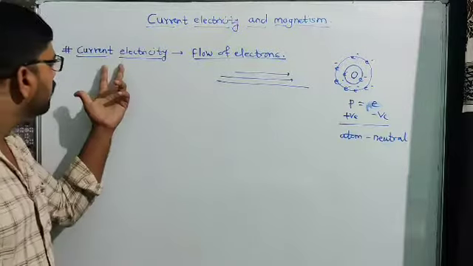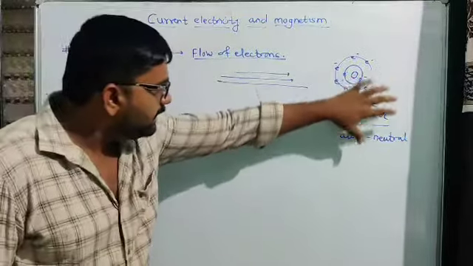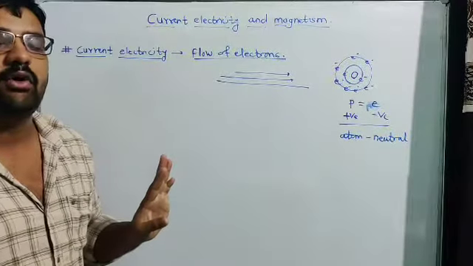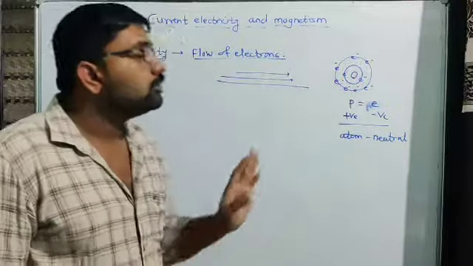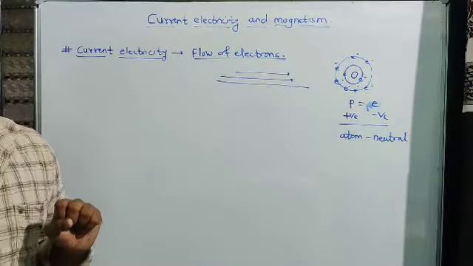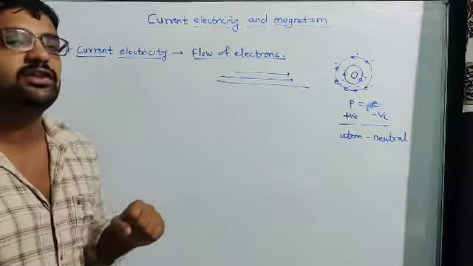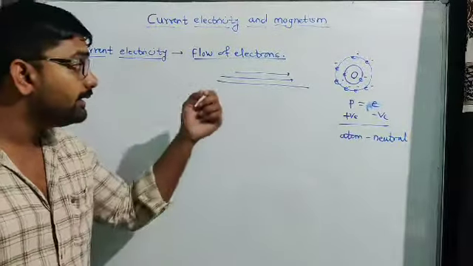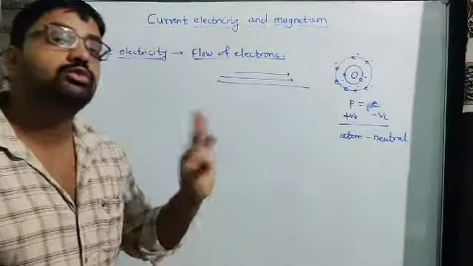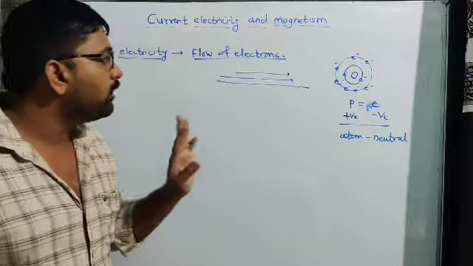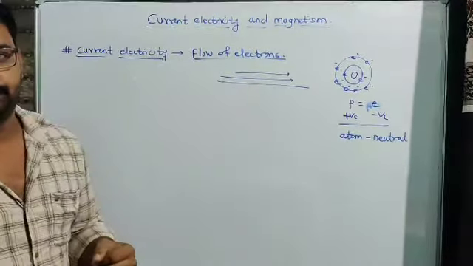So what is necessary to generate electricity? We know in every atom there are electrons. So we have to put those electrons in motion. Then we can say there is generation of electricity, or electric current is present when these electrons are moved. But generally an atom is electrically neutral.